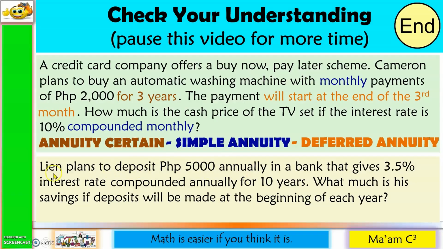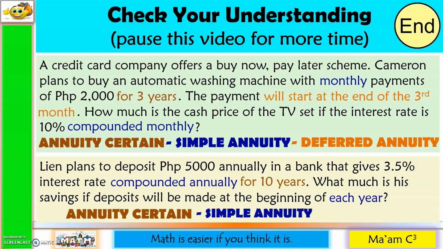Next one, Lian will save for 10 years, so this is annuity certain. And he is going to do it each year with an interest that is compounded annually. Each year coincides with annually, so this is also simple annuity. And he is going to do the savings at the beginning of each year, so this is annuity due.